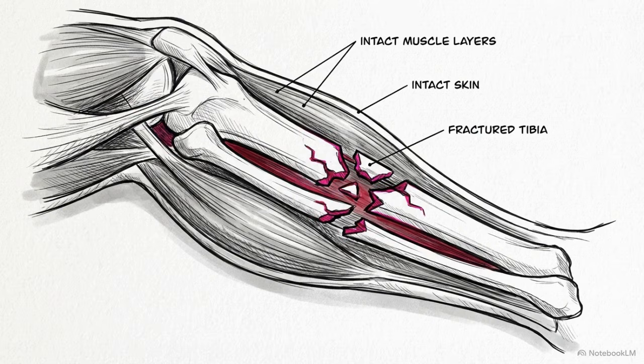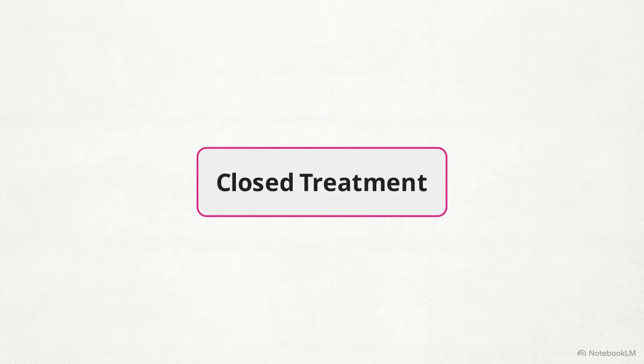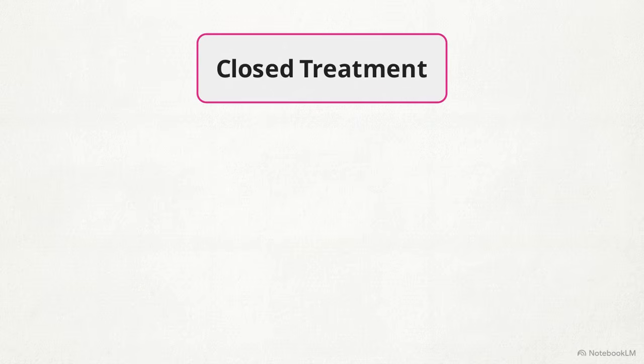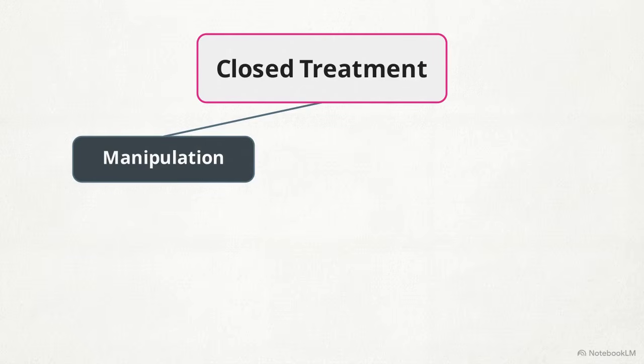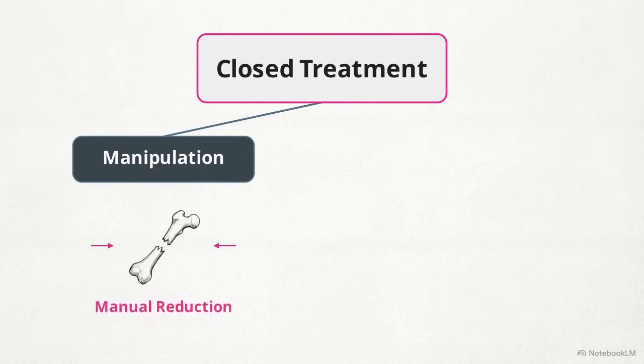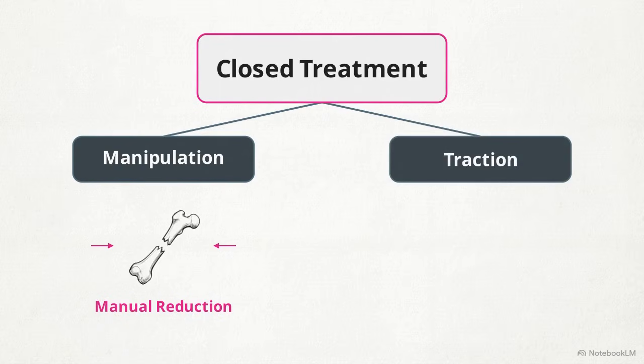Closed treatment describes any intervention where the surgeon does not make a surgical opening at the fracture site. Though the site remains closed, it does not mean the provider is passive. Many closed treatments involve significant physical force. The most frequent active technique in this category is manipulation. Manipulation is the manual reduction of a fracture. Reduction is the process of realigning bone fragments using only the provider's hands or external force.